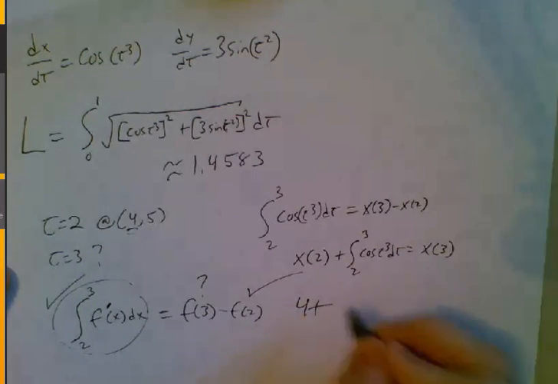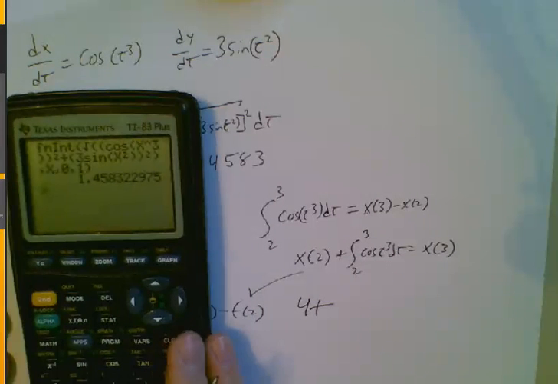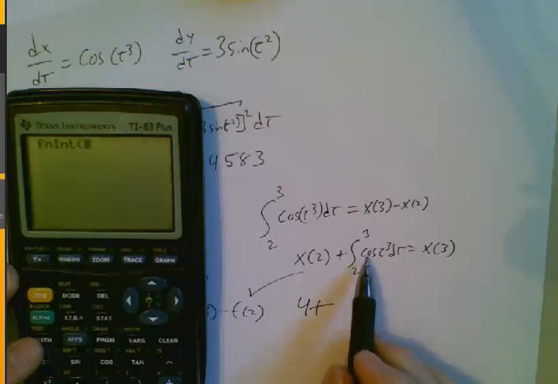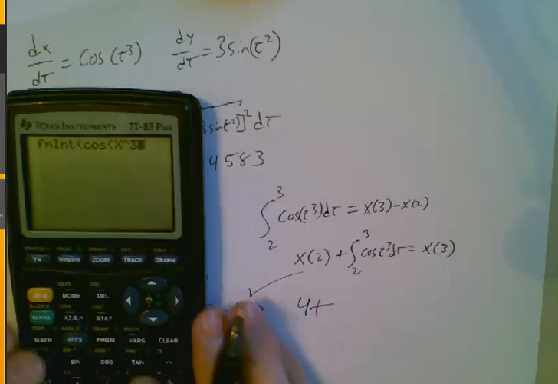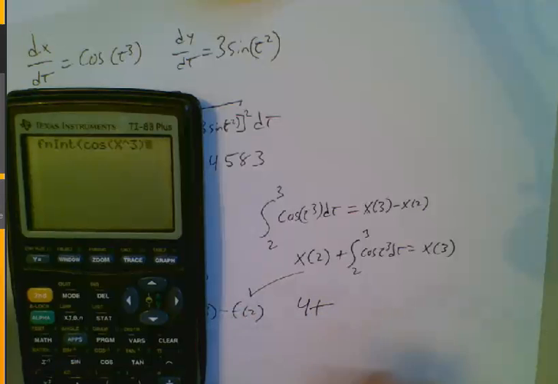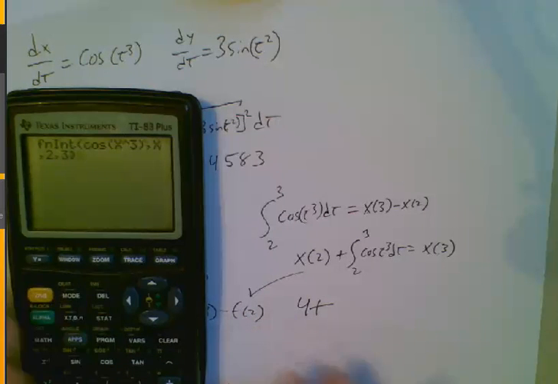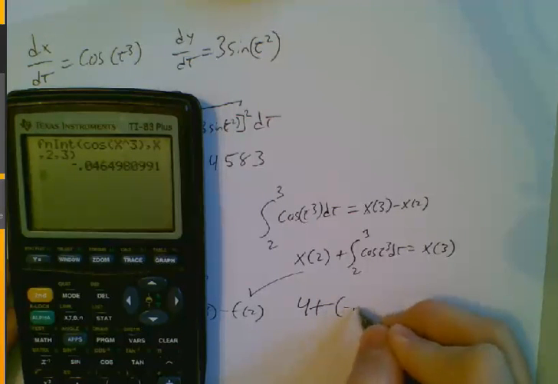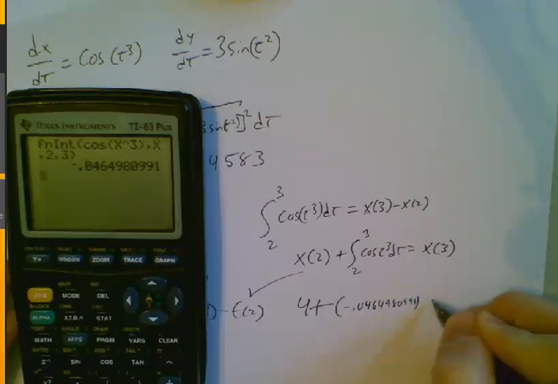So 4 plus, let's get this in the calculator. Let's see, let's clear that out. Math 9, and this time I'm going to do cosine of t cubed. So just cosine of x cubed. That takes care of that. There's nothing fancy here. Comma x, comma 2, comma 3. So 4 plus, wait for it, negative 0.046498091 equals x of 3.